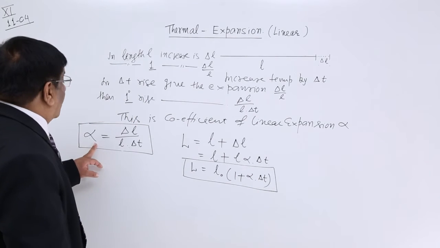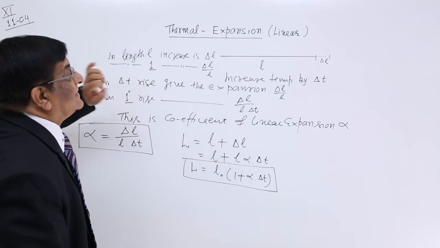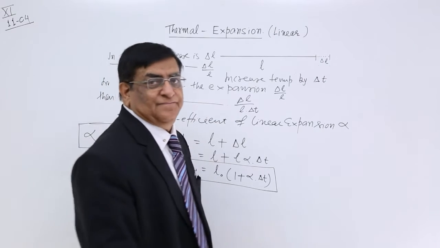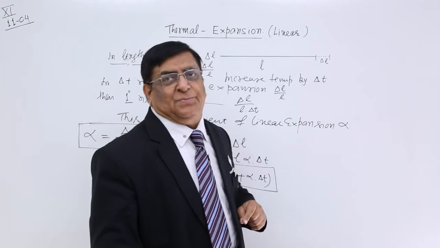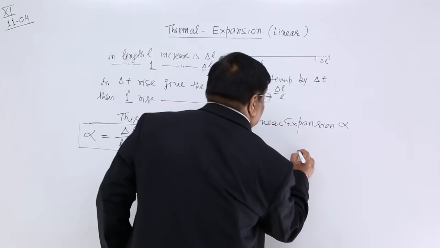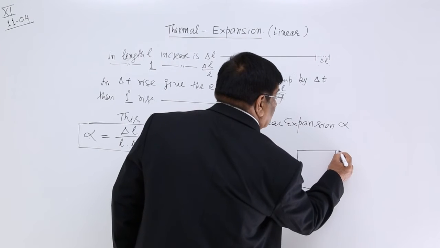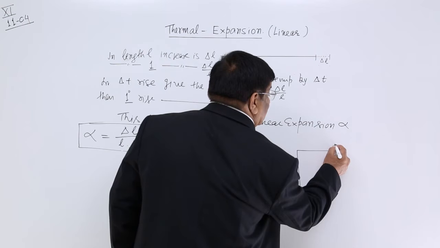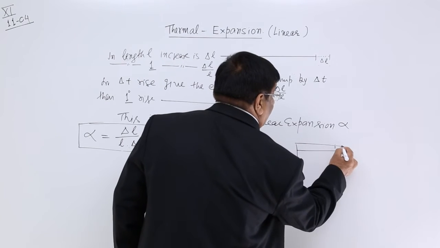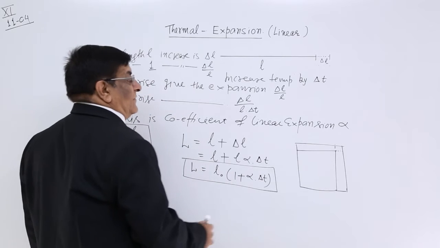So this is the formula for alpha. This is the formula for new length. This is linear expansion. Now we go for areal expansion. In areal expansion, this dimension also increases and this dimension also increases. When both the dimensions increase, then again we find the coefficient.